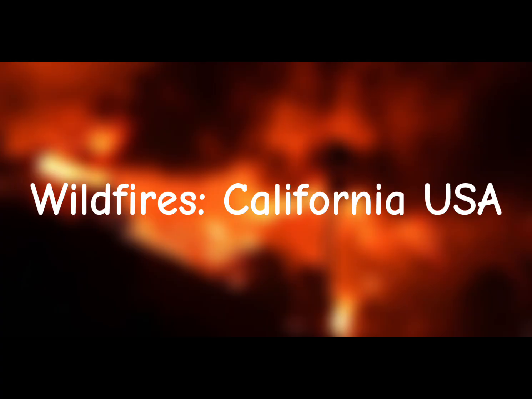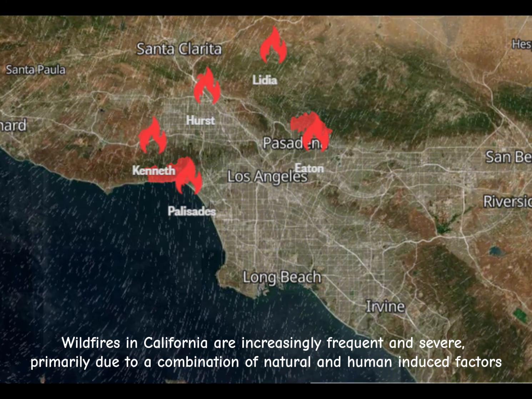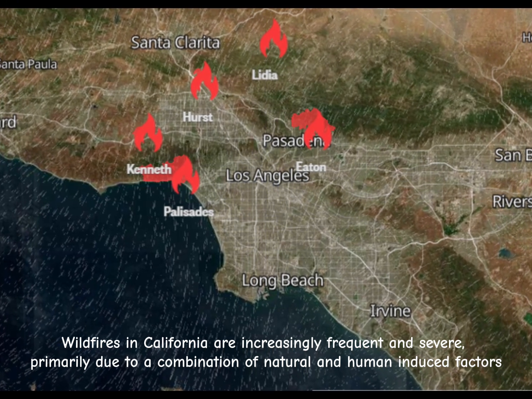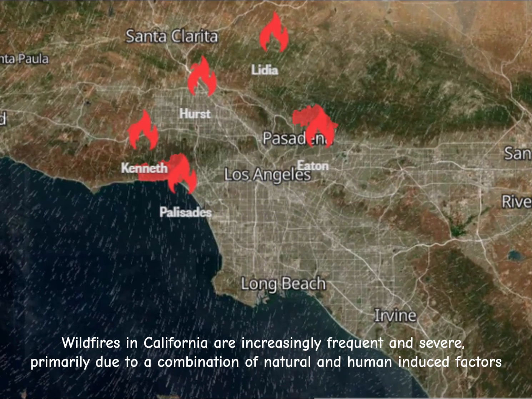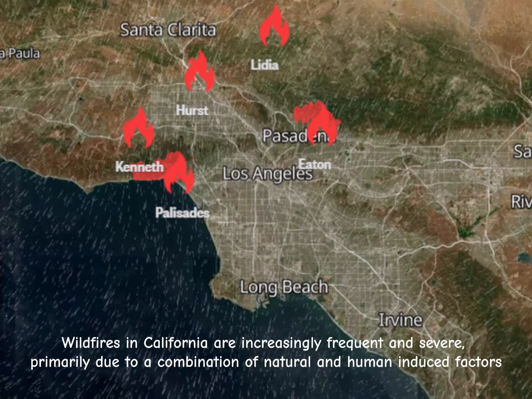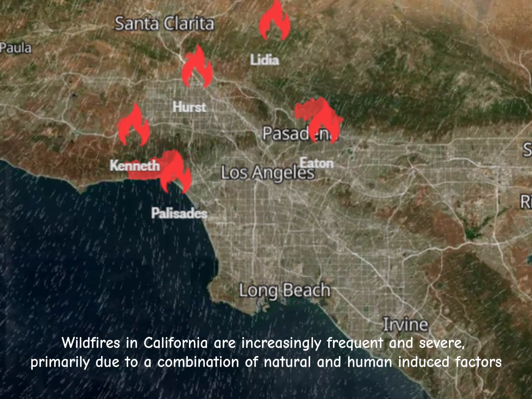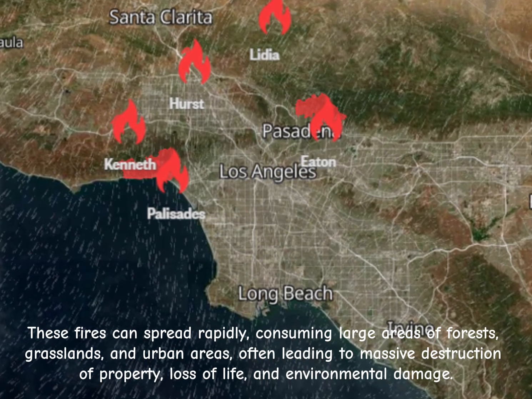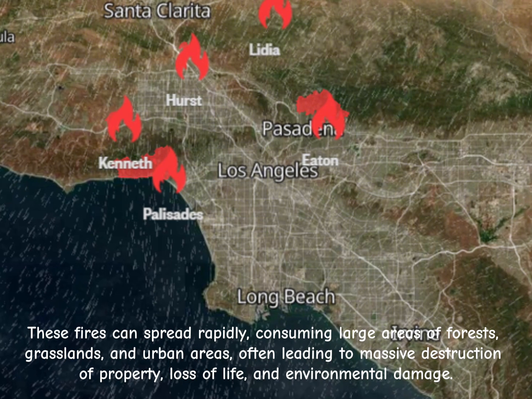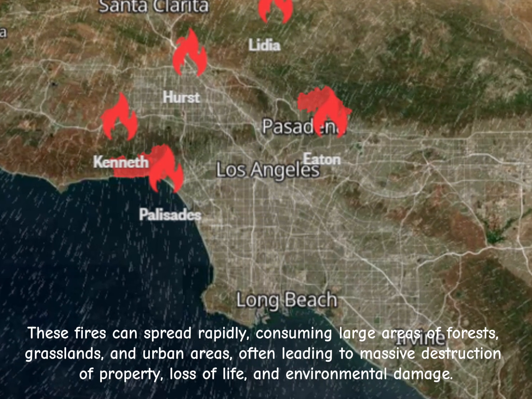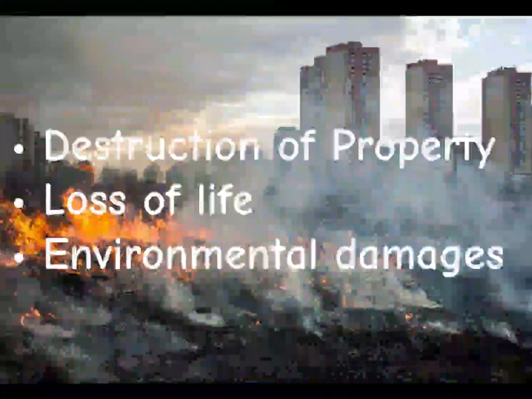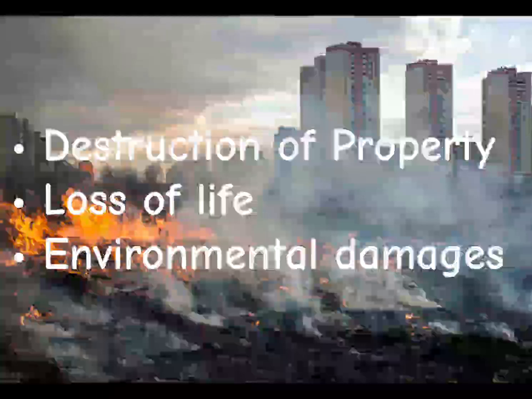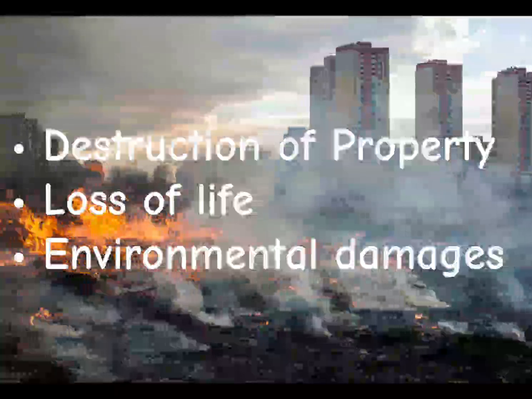wildfires in California, USA. Wildfires in California are increasingly frequent and severe, primarily due to a combination of natural and human-induced factors. These fires can spread rapidly, consuming large areas of forests, grasslands, and urban areas, often leading to massive destruction of property, loss of life, and environmental damage.